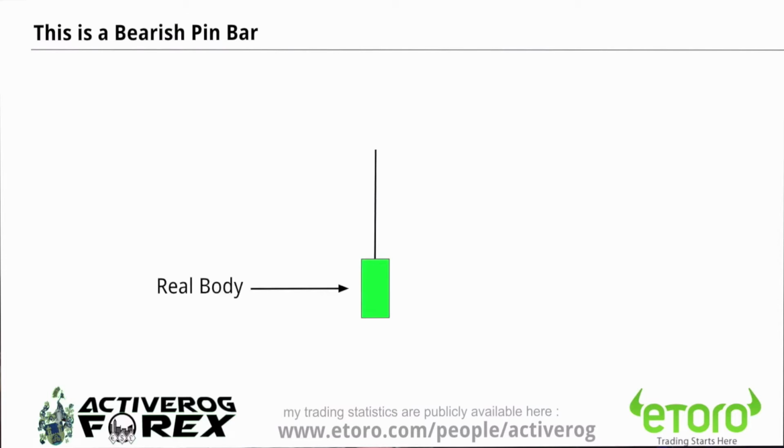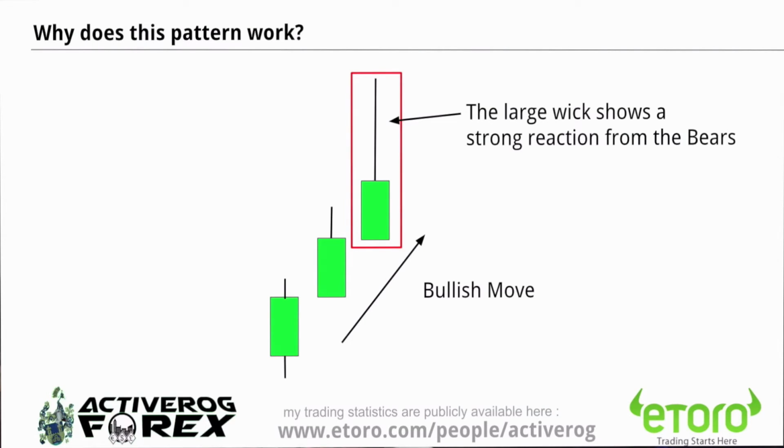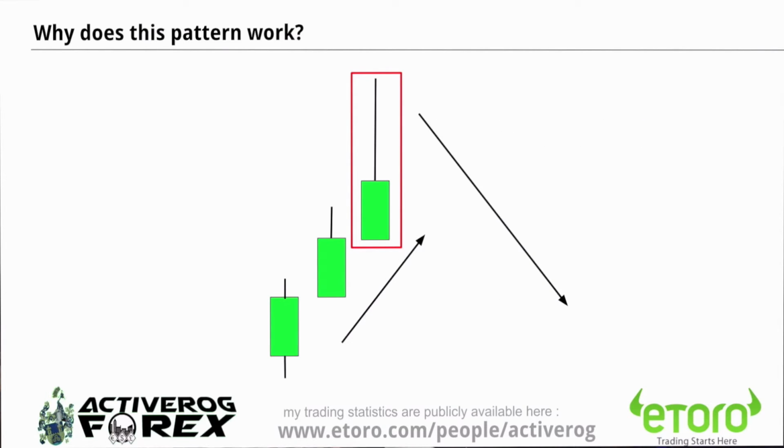We can see the real body and the wick. For a bearish pin bar, the wick should be at least 2/3 the length of the candle. You'll find a bearish pin bar after a bullish move in the markets. The reason this pattern works is because the large wick shows a strong surge of sellers coming into the market. This suggests the bears may be gaining control and we should be looking at a downwards trend.